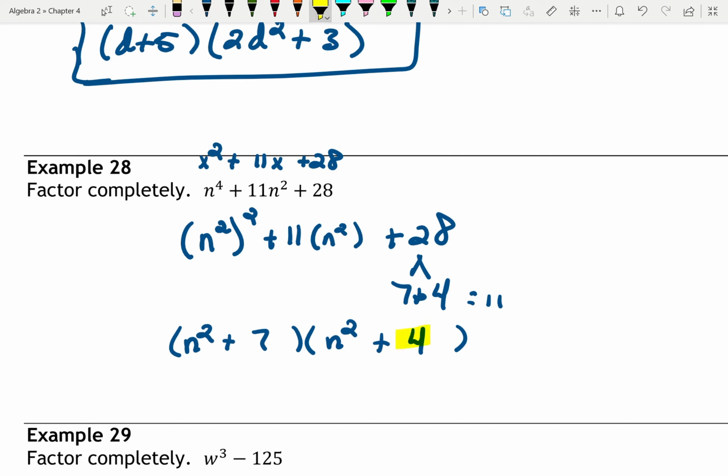Now I see the 4 there, and that rings alarm bells for difference of two squares, but there's a plus there, so it's not a difference, it would be a sum. So that doesn't apply with that formula. So this is going to be our final answer.